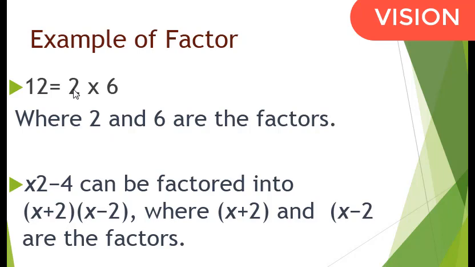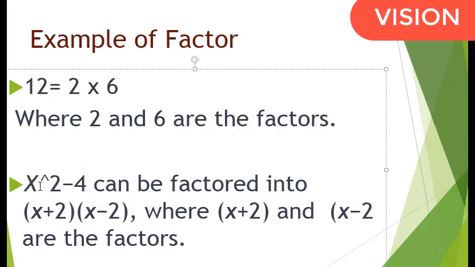This case is applicable for variables also. For example, x square minus 4 can be factored as x plus 2 into x minus 2. In this case, if you divide x square minus 4 by x plus 2, you will get the quotient x minus 2. Similarly, if x square minus 4 is divided by x minus 2, you will get the quotient x plus 2. So x plus 2 and x minus 2 are factors of x square minus 4.